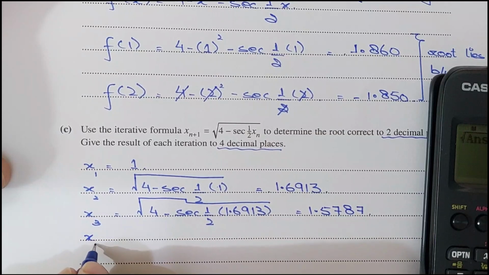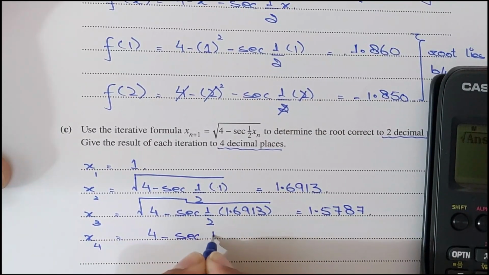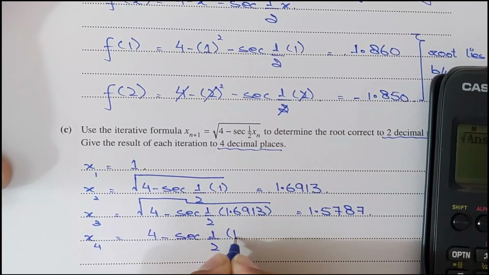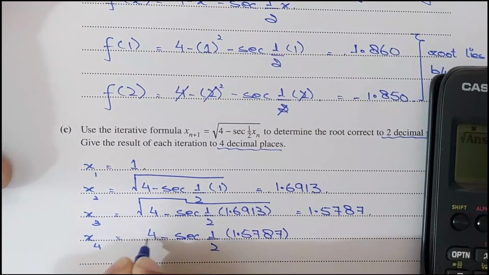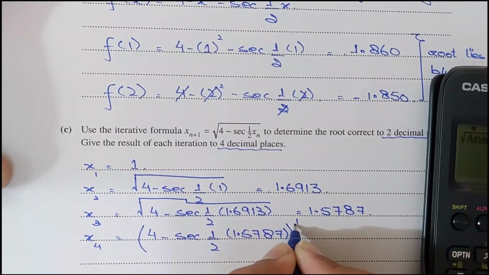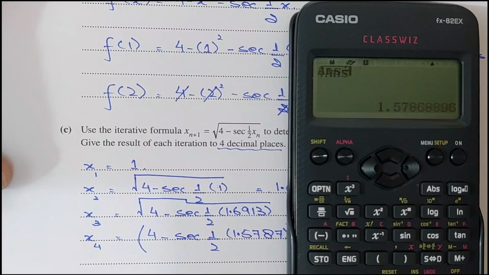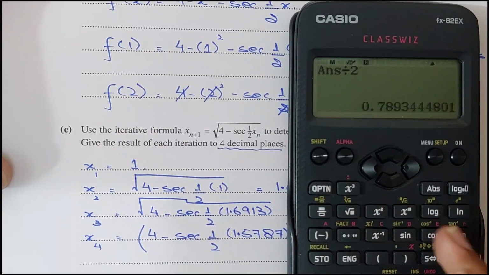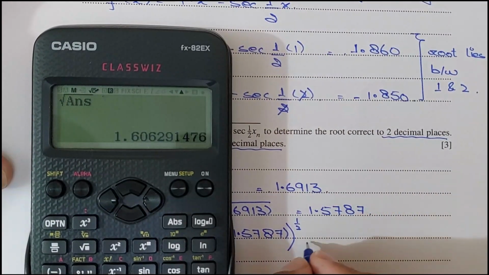Okay, now the next is x4. 4 minus secant half of 1.5787, and its whole power is 1 by 2. We can put 1 by 2 instead of square root. Okay, so dividing by 2, cos of the answer, doing the reciprocal to get secant, 4 subtract the answer and the square root. 1.6063.